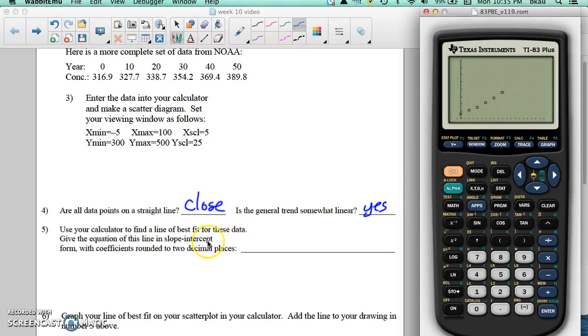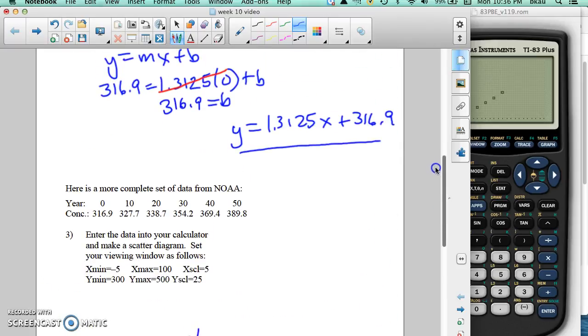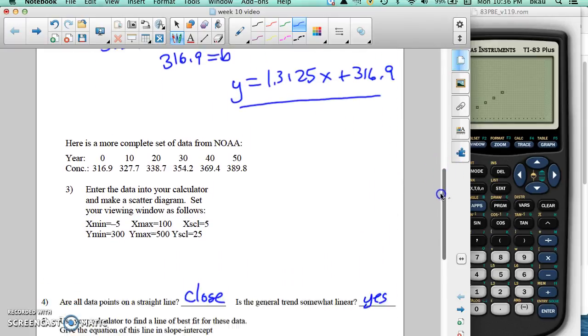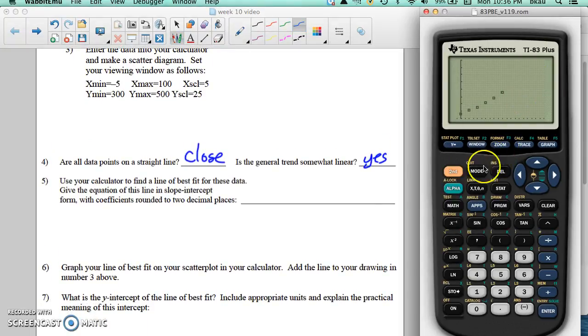Use your calculator to find the line of best fit for this data. Give the equation of the line in slope intercept form where the coefficients are rounded to 2 decimal places. So what we're going to do is verify maybe that this line up here is close to the line that we think it might be. So we're going to use our calculator to do that. That's under, again, statistics, or the stat button, but we're going to go over to the calculate menu in order to find the different regressions here.